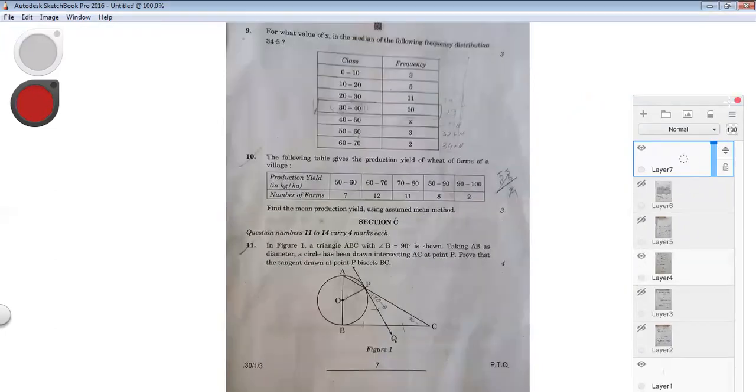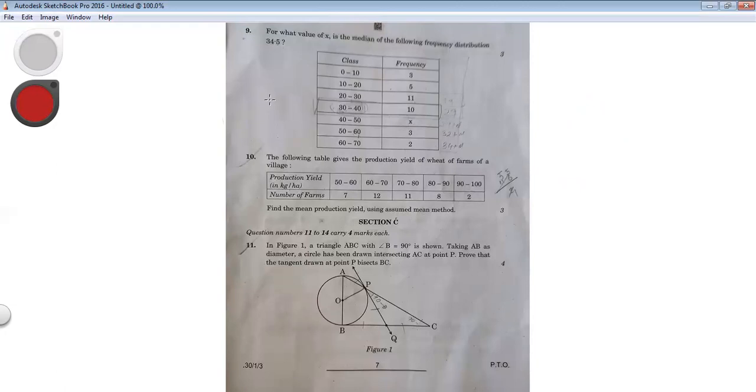Now see the 9th problem. The median of the frequency distribution has been given as 34.5. Since 34.5 has been given to you, that means 30 to 40 is where your median is going to lie. So this is going to be your median class. Is it easy? Yes, it's very easy.